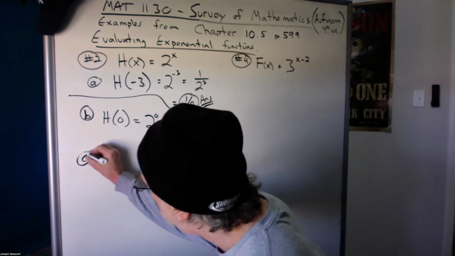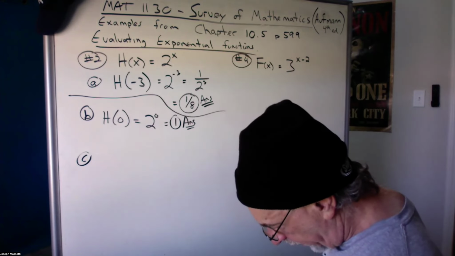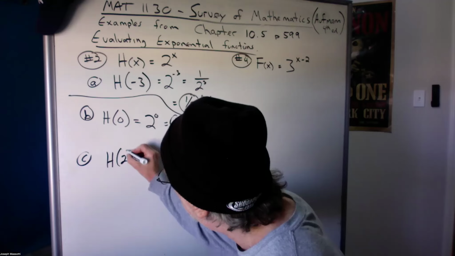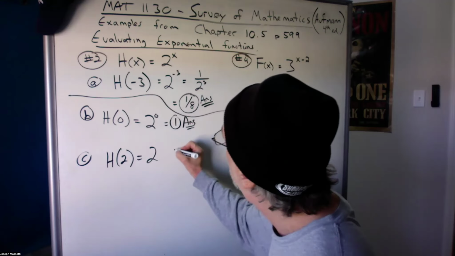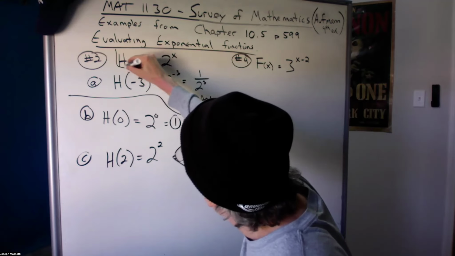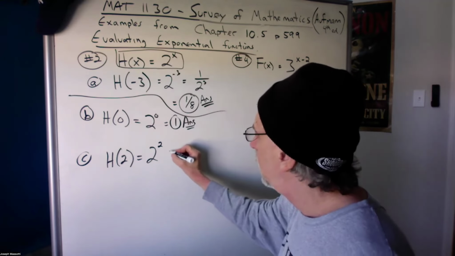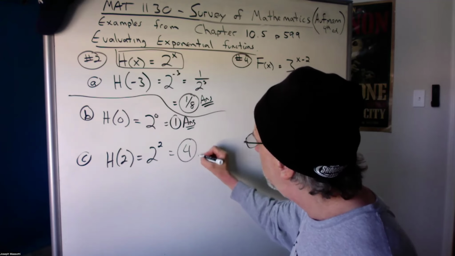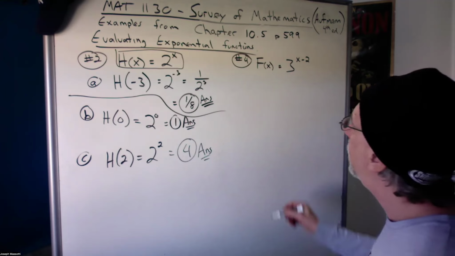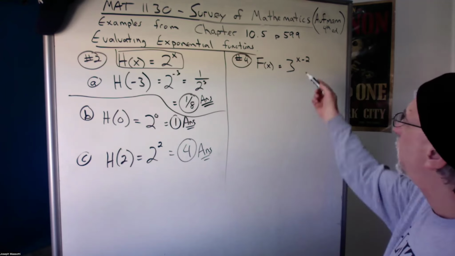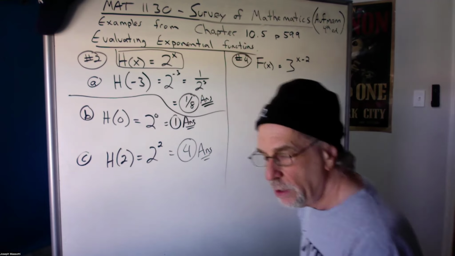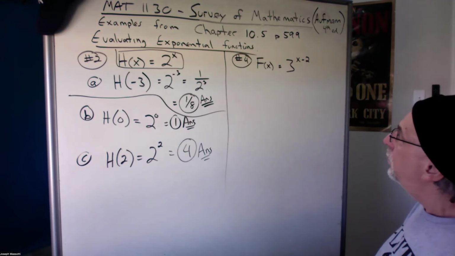And C, we want h of 2. Again, just plugging 2 into the formula for the function given. 2 squared, we know what 2 squared is, it's 4. So that's our answer. Right? Pretty easy stuff. It gets a little more difficult if the exponent is a function itself, but not too much.